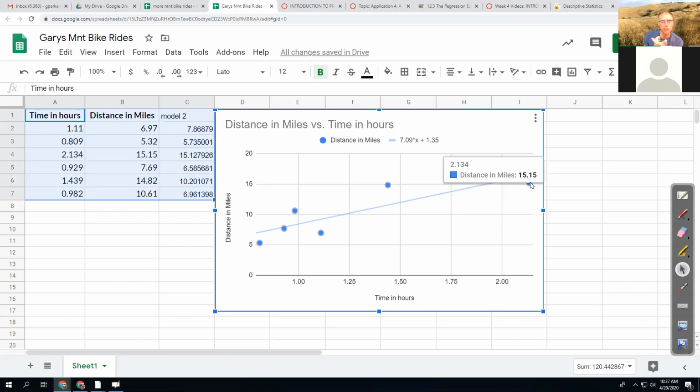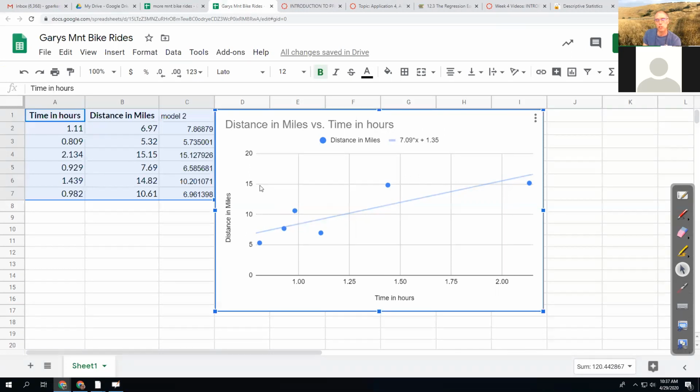So that means to interpolate using this equation here is to plug in a time that's within the range of the data, or to plug in a distance within the range of the data. And my distances range from about 5 miles up to about 15 miles. Okay, so an interpolation is either picking a time in this range or a distance in this range.